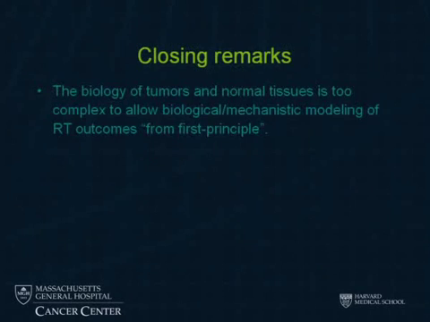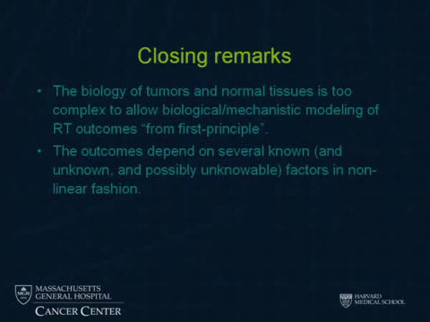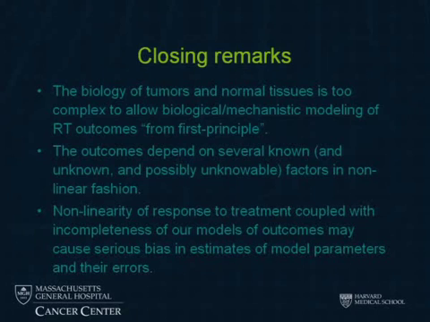So my closing remarks would be that the biology of tumors and normal tissues is too complex to allow biological or mechanistic modeling of radiation therapy outcomes from first principles. In my opinion, that's impossible. The outcomes depend on several known and unknown and possibly unknowable factors in a nonlinear fashion. This nonlinearity is very important, because this nonlinearity of response to treatment, coupled with incompleteness of our models of outcomes, may cause serious bias in estimates of model parameters and their errors.